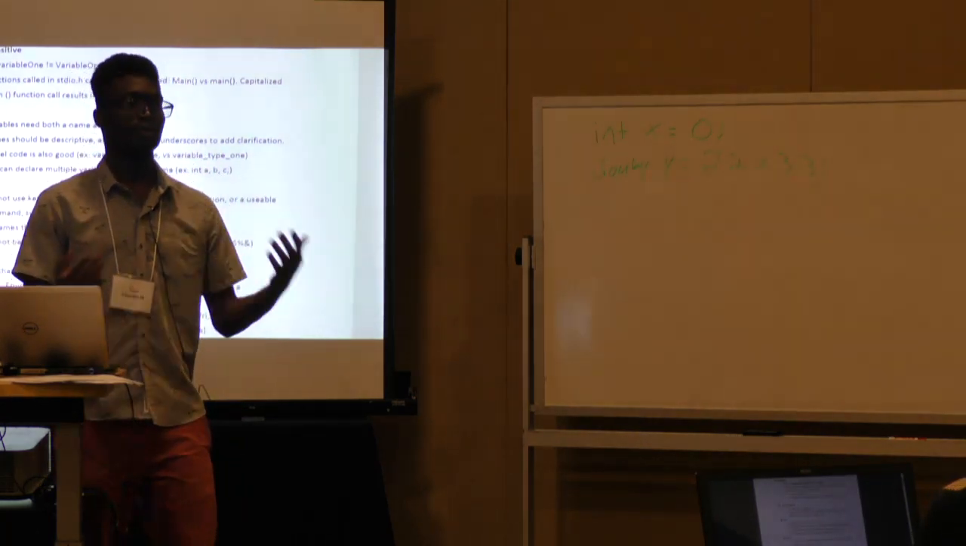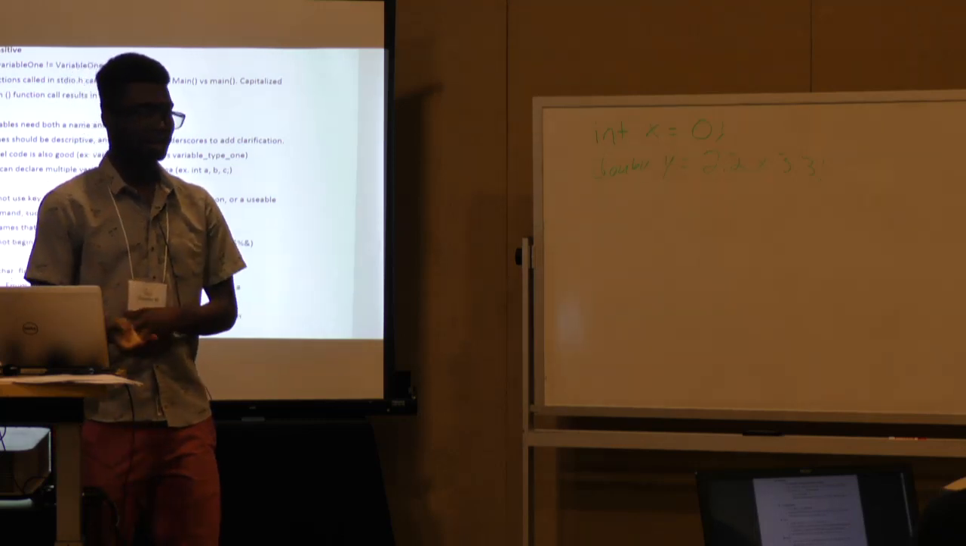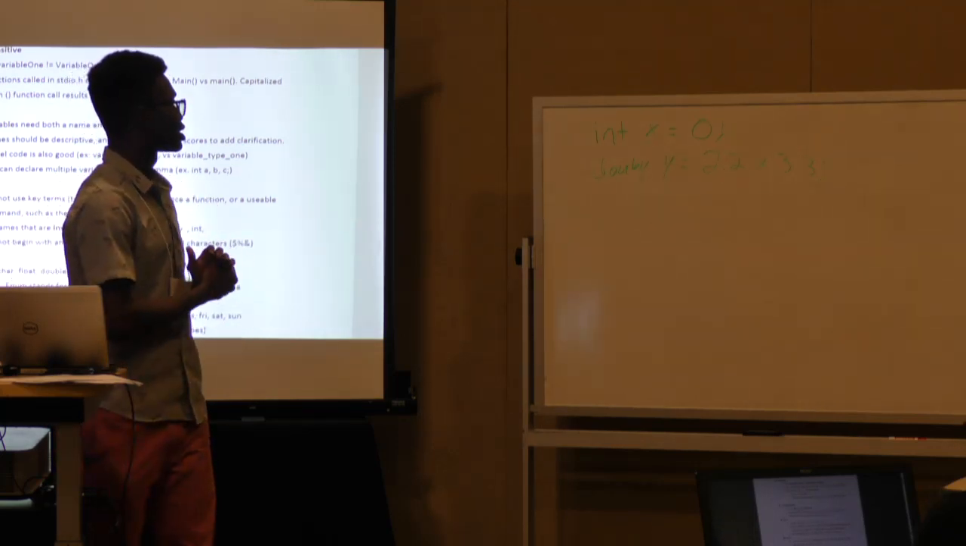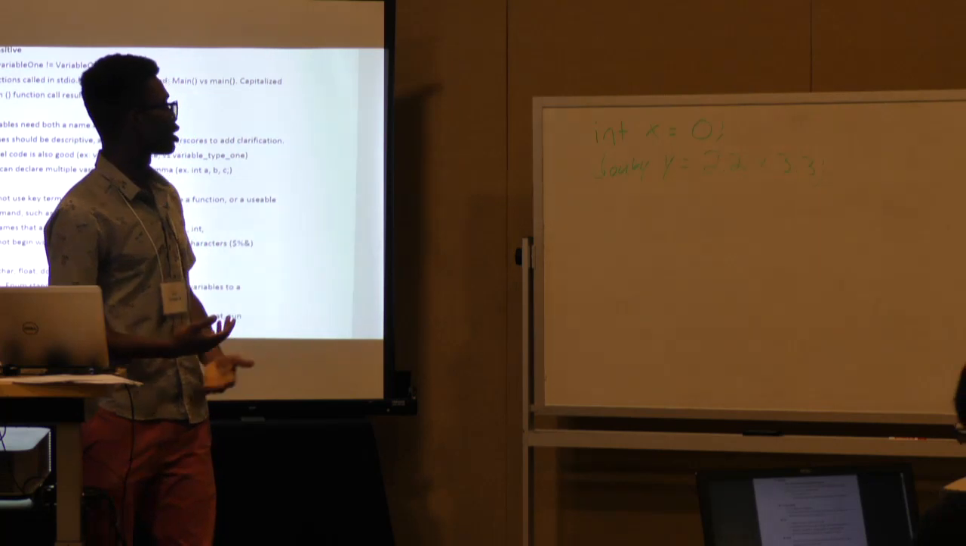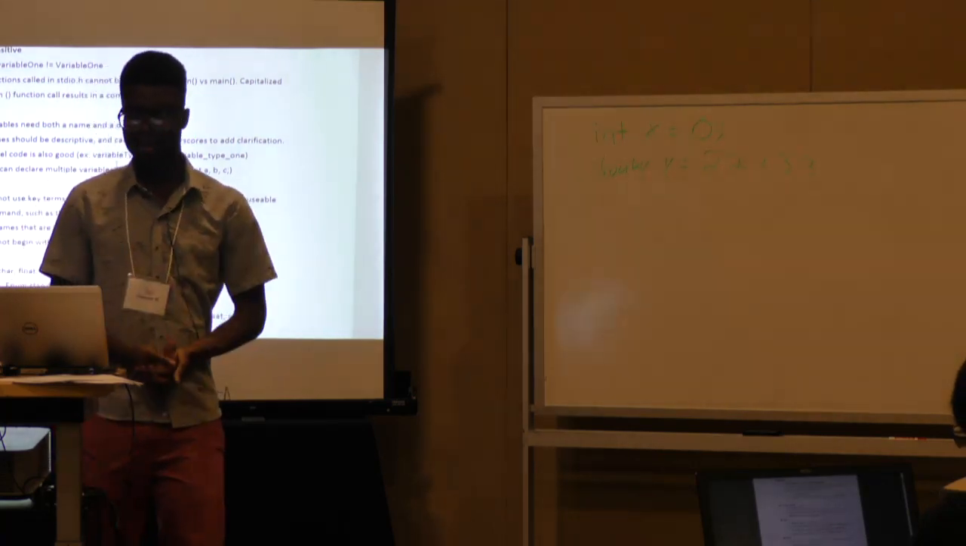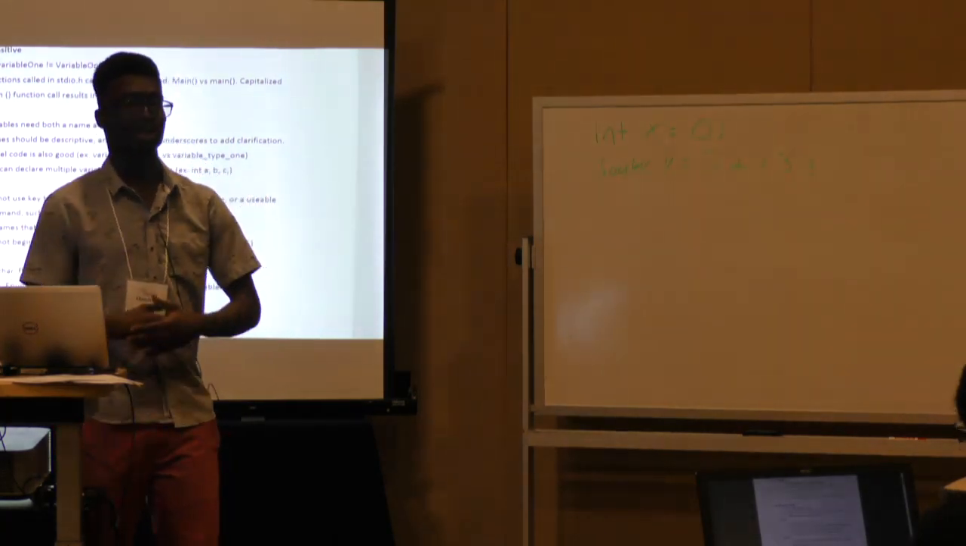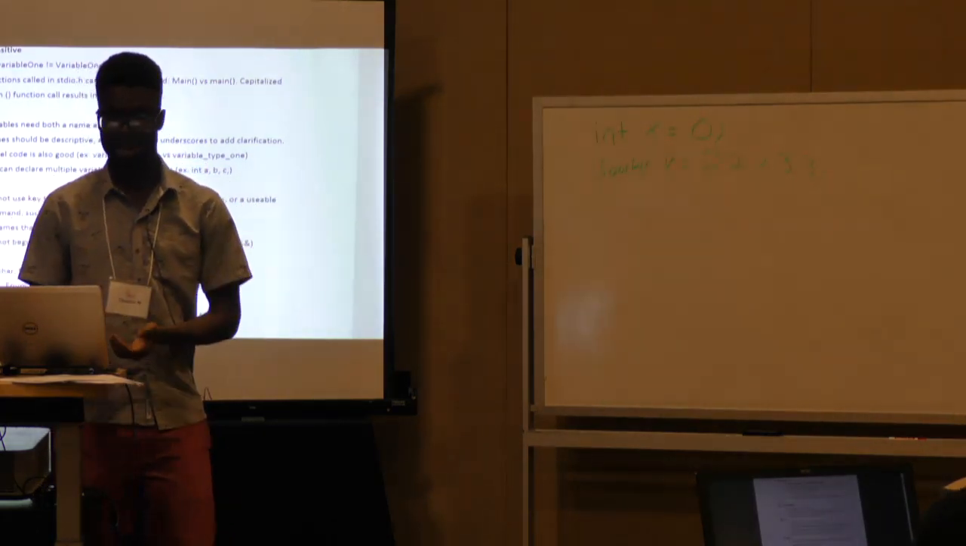You can declare multiple variables on the same line. So I have integer x equals 0. If I wanted to add more variables to that line, I would just separate them by commas, and that way you can declare multiple variables all on the same line.